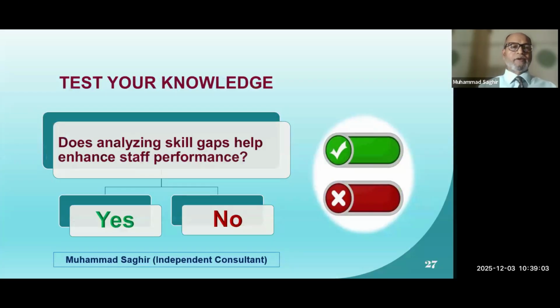Before going further down, I have a question for you. Does analyzing skills gaps help enhance staff performance? Yes or no? What do you think? Please write down your answers in the chat box.